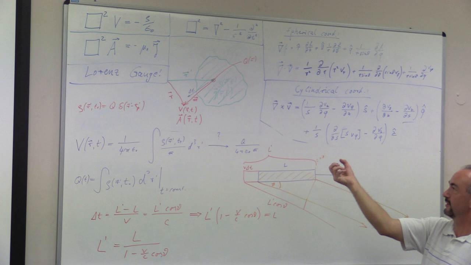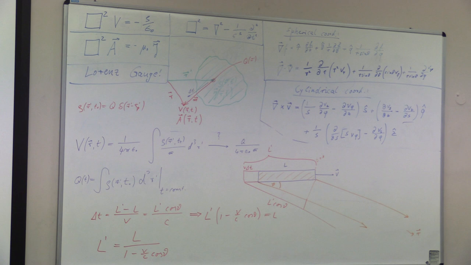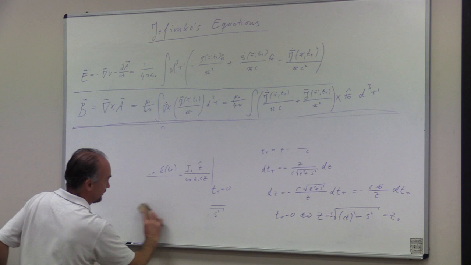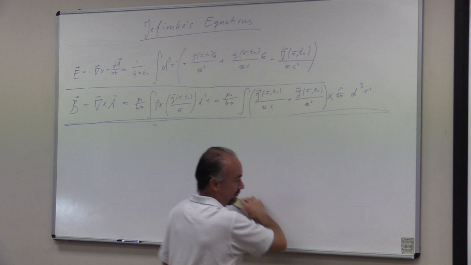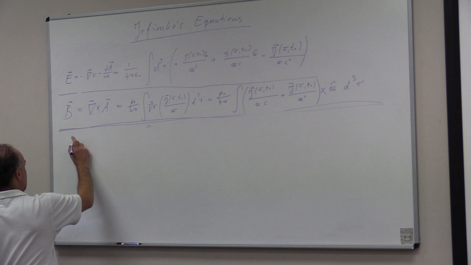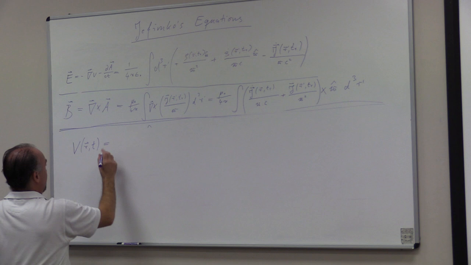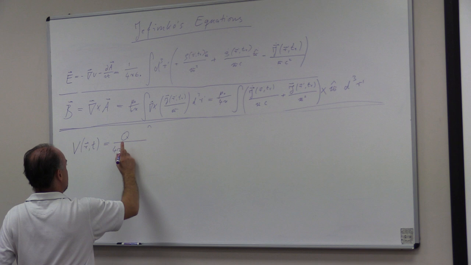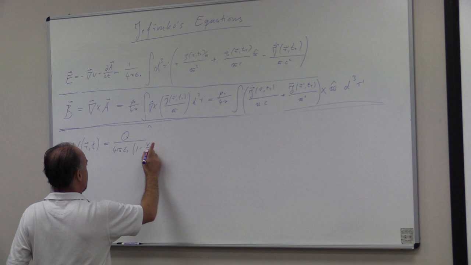So that means the actual expression that we'll get for the potential of a point charge, and we'll come back to this point next week, I just wanted to introduce this quickly. That means the potential of a point charge you can write as the charge over 4 pi epsilon naught times 1 minus v over c cosine theta.